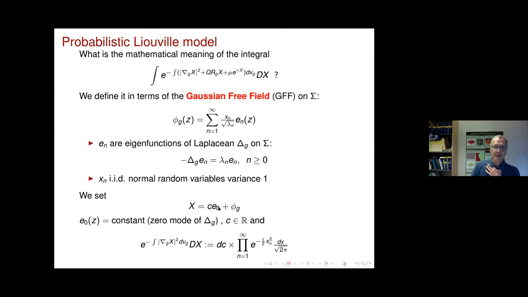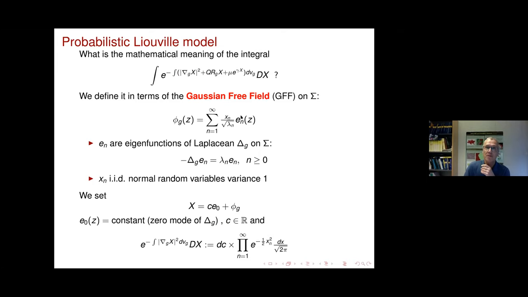So let's set this X as follows. I take this Gaussian free field, and then I add the one eigenfunction which is absent here. The Laplacian always has the constant function on the surface, which has zero eigenvalue, so that one doesn't enter into this expansion. We just put it in by hand. That's the constant mode, or zero mode, of the Laplacian. So there's a number c here, which is any real number. Then the Gaussian part of our functional integral is concretely the Lebesgue measure in this coefficient, times a product of normal random variable distributions, namely a product of simple Gaussians of the coefficients here. So that's the Gaussian part.